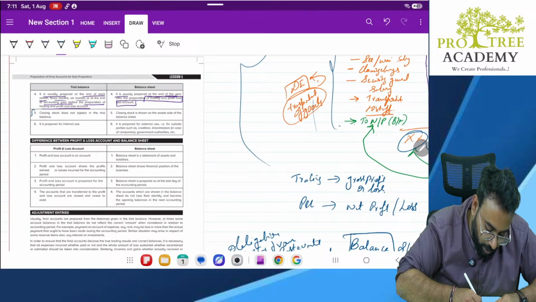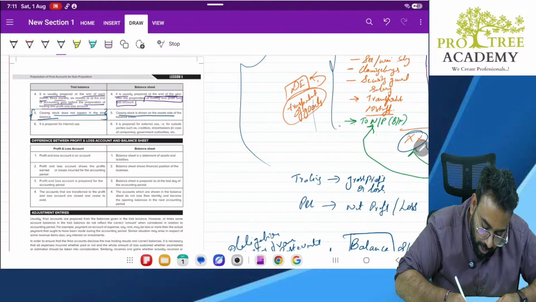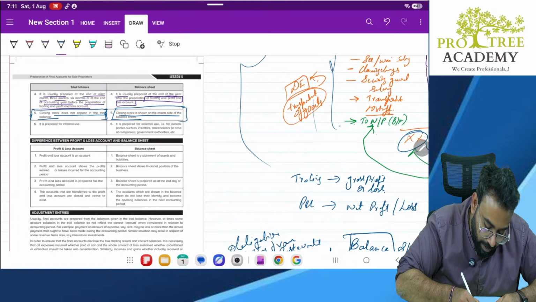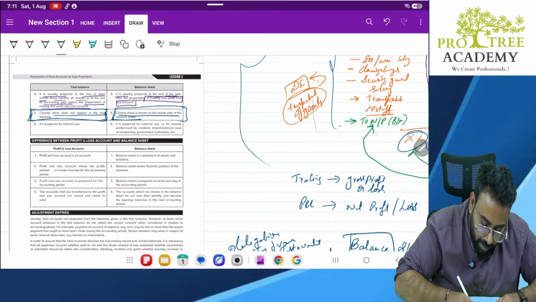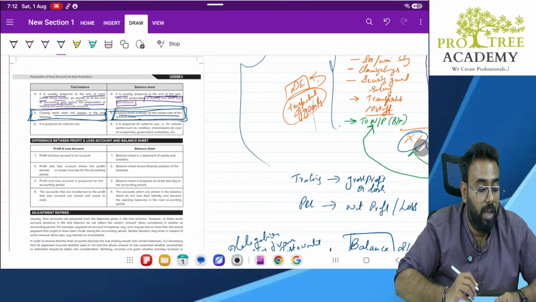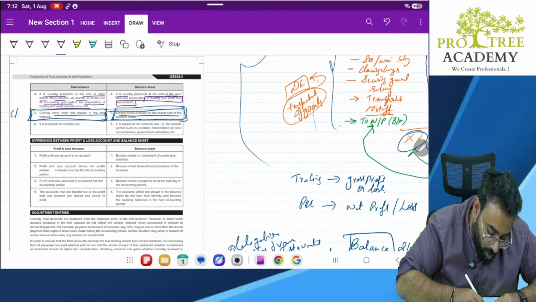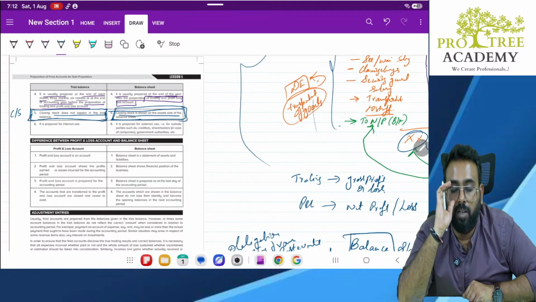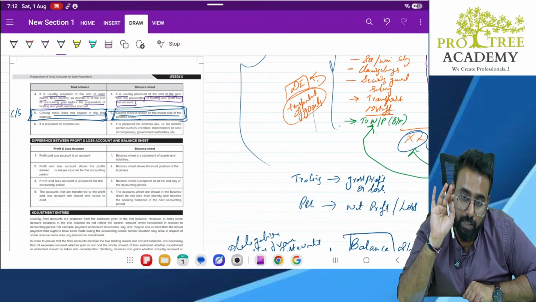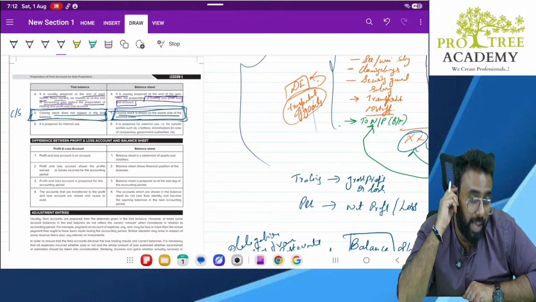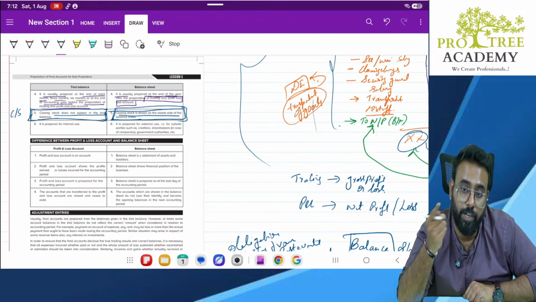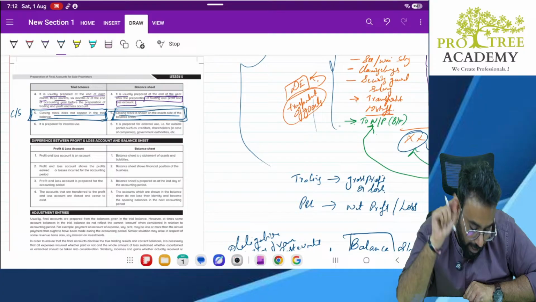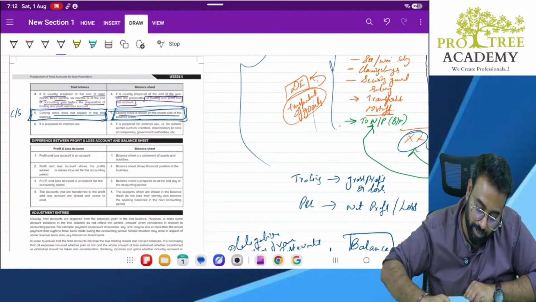Now, this is a controversial topic. Closing stock will not appear in trial balance; closing stock will appear in balance sheet. They are telling a difference where closing stock is not appearing in trial balance, but closing stock will appear in balance sheet. See, closing stock can appear in trial balance also. I have already explained it to you during trial balance. Again, I will explain it to you. Listen to me carefully.